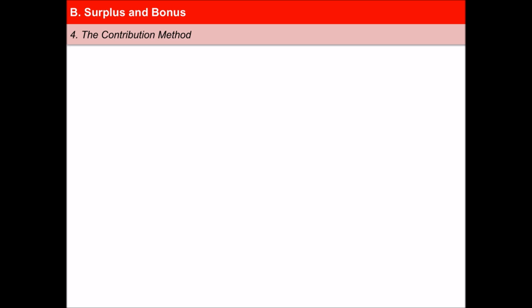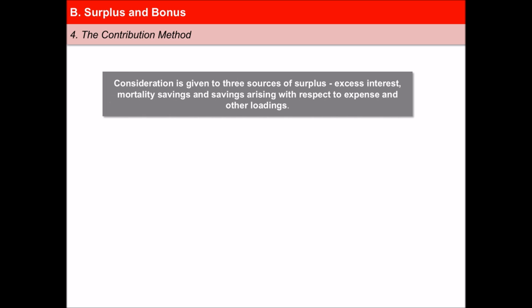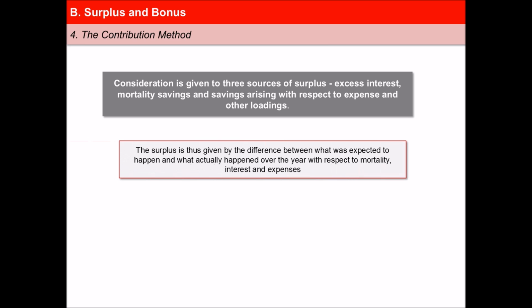Let us now understand the contribution method. Under this method, consideration is given to three sources of surplus: excess interest, mortality savings, and savings arising with respect to expense and other loadings. The surplus is thus given by the difference between what was expected to happen and what actually happened over the year with respect to mortality, interest, and expenses.